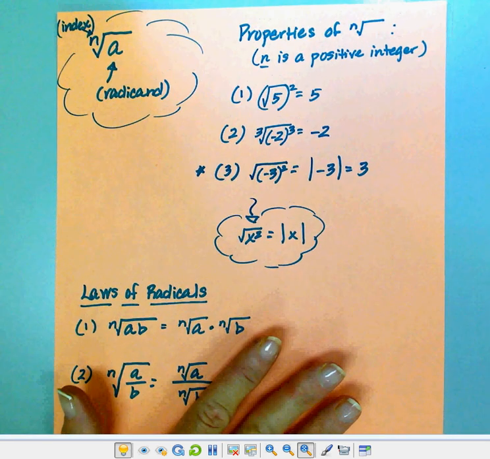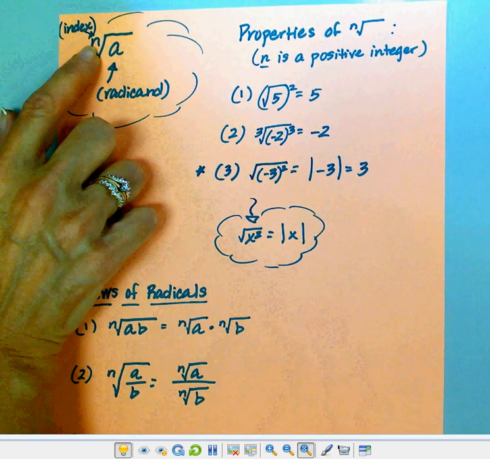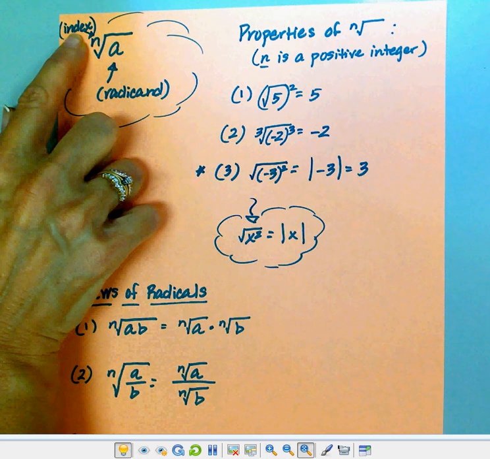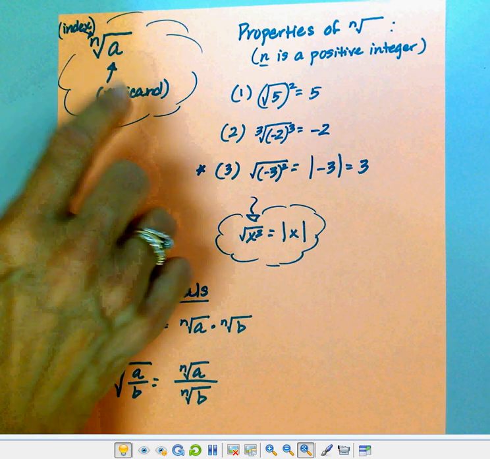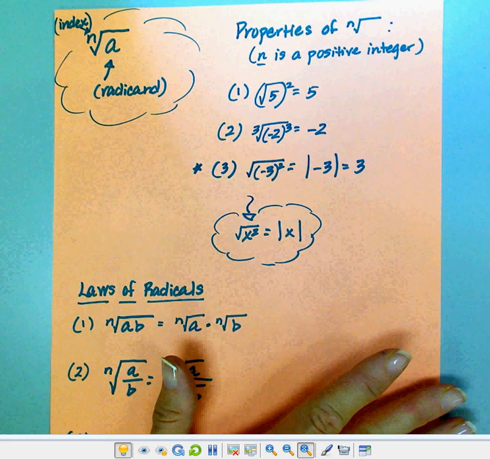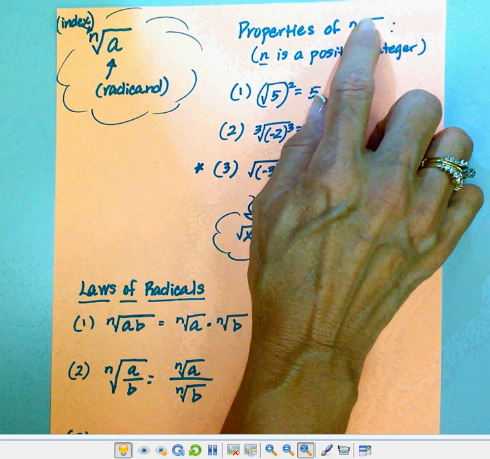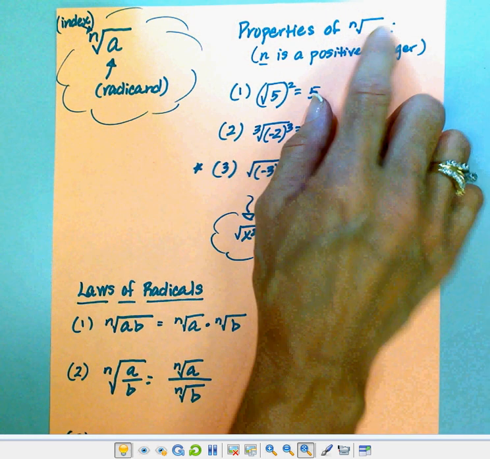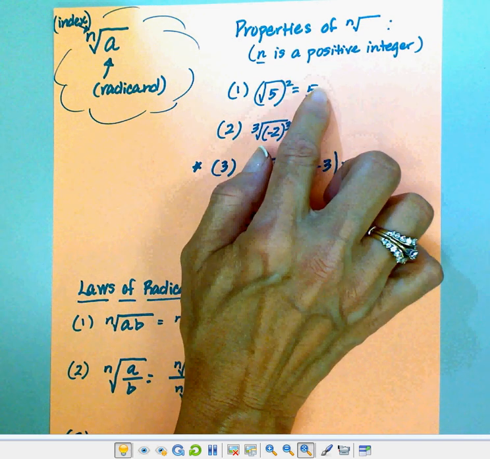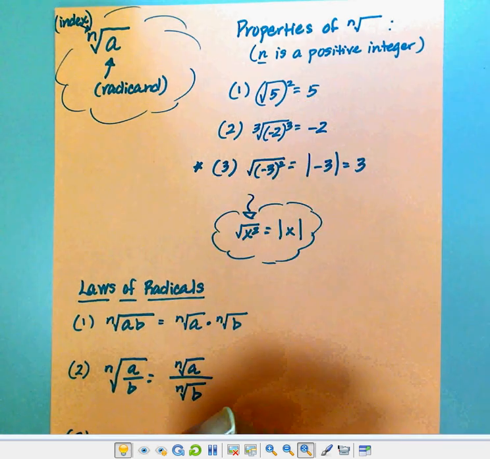Okay, so this nth root is called the index, and the number underneath the radical is called the radicand. So just a couple real quick terms for you. We have a few properties of the nth root. The first one says the square root of anything squared is equal to itself.